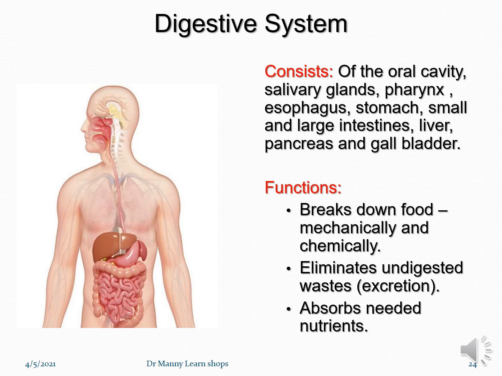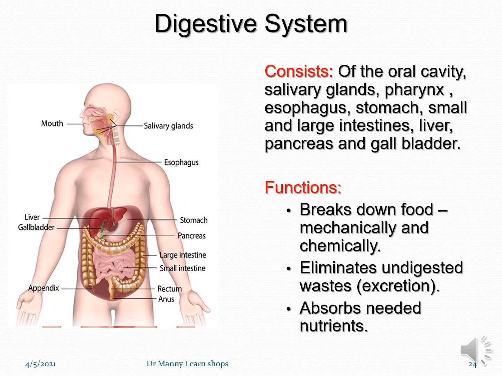And then, after you've broken down the food and what the body wants has been absorbed, it eliminates undigested wastes, excretion, in the form of feces. But, most importantly, it absorbs all required nutrients. If it doesn't need it, it will eliminate it. In the mouth, you've got mechanical breakdown. In the stomach, you've got chemical breakdown. The anus is the exit point for your waste products.